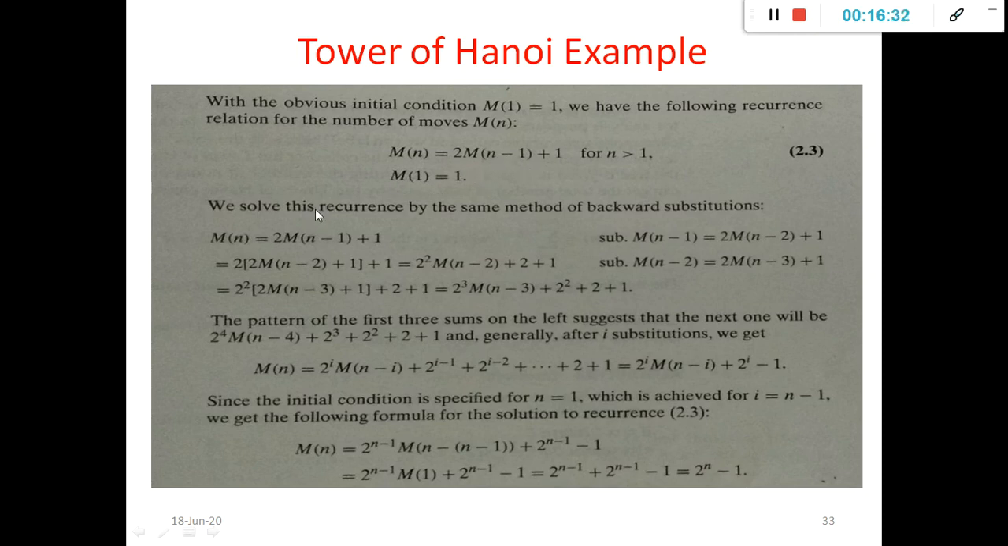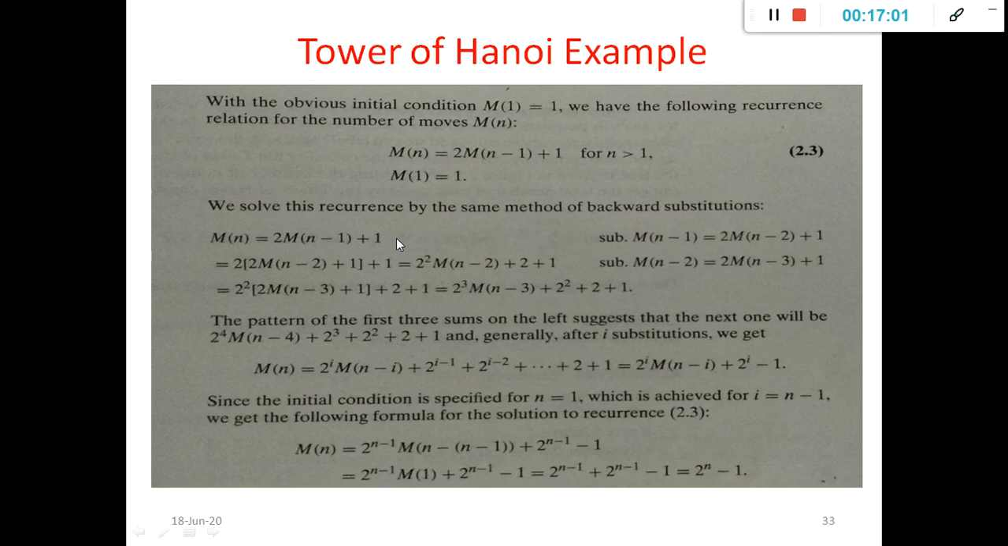Now you have to solve this recurrence formula by using the method called backward substitution. By solving with the backward substitution method, you will get the exact time complexity, how much time it takes to move all the disks from source to destination tower. Now solve this recurrence formula using the backward substitution method, that is M of n is equal to 2M of n minus 1 plus 1 for all n greater than or equal to 1.